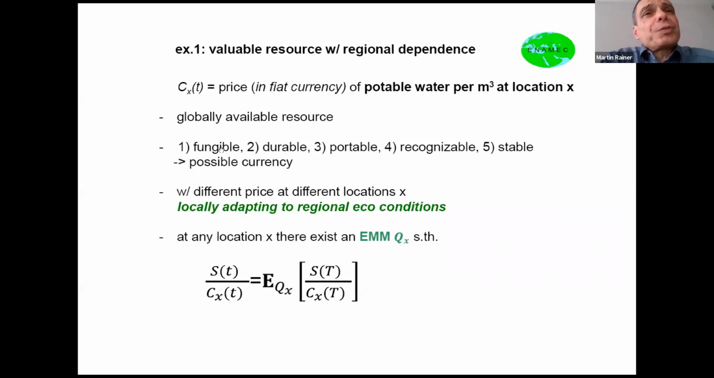suitable as a currency. It should be fungible. It means available. It should not decay easily. It should be transportable, recognizable, and stable. So at least to some extent, for these essential commodities, this is more or less true. And of course, with variation at different locations. So the idea is always also to locally adapt.